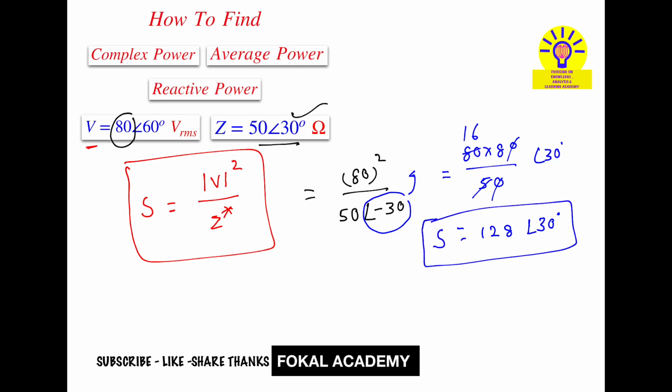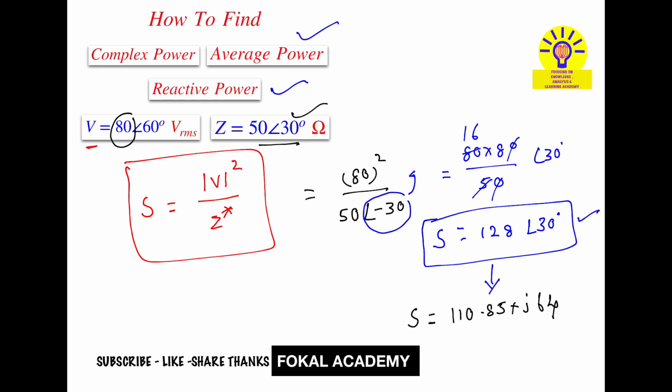But here we want average power and reactive power again. So for that, convert this into complex form. So this is in phasor form. Convert into complex form. By using a calculator, we will get this as 110.85 plus j64.